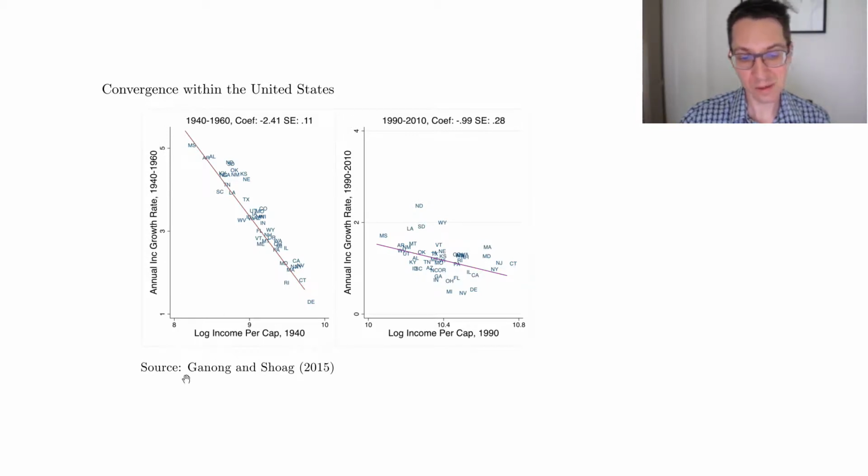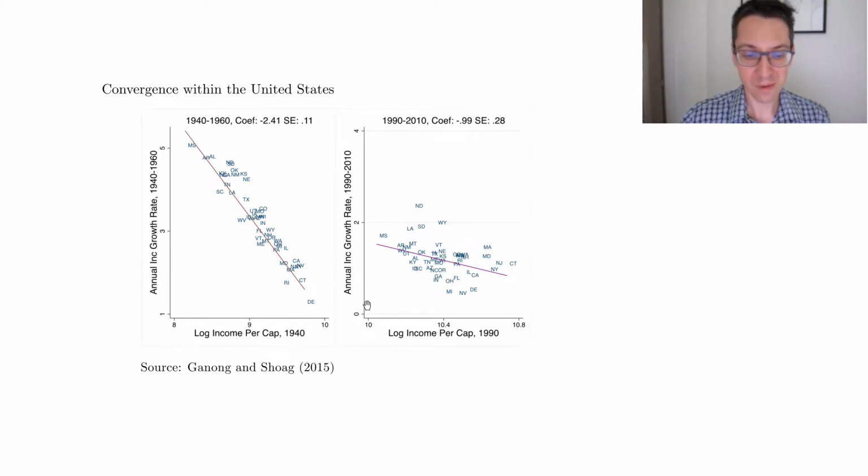Now, they are interested in understanding why this phenomenon looks like it is slowing down. Here we can see the same thing from 1990 to 2010. And it really looks like, yes, there is still convergence, but the negative relation between where some states start and the rate of growth looks weaker and less precise.